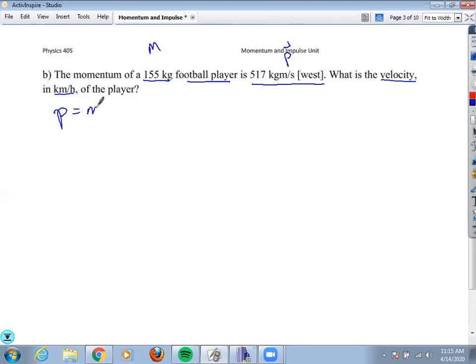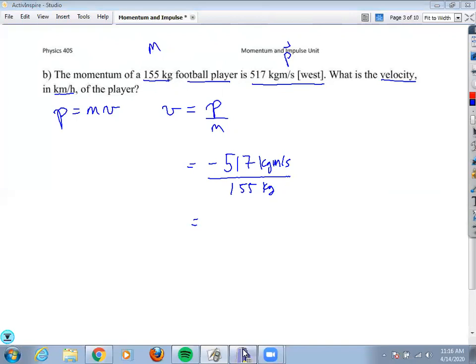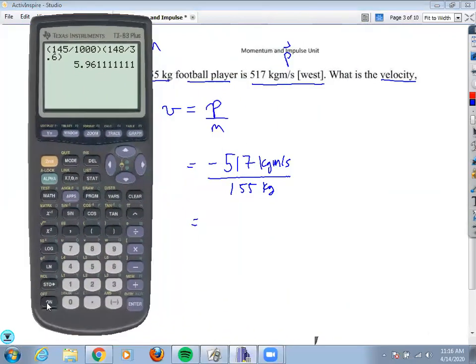Well, p equals mv, v equals momentum over mass. So 517 kilogram meters per second west, we'll put a negative in front for west. So negative 517 kilogram meters per second divided by 155 kilograms. And we can figure out the velocity pretty straightforwardly. 517 divided by 155 gives us 3.3548 meters per second.